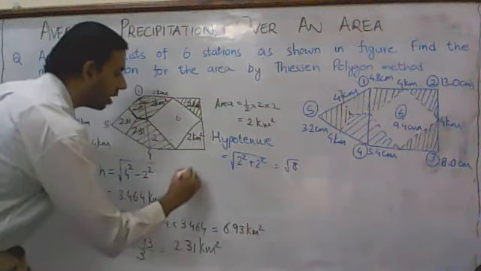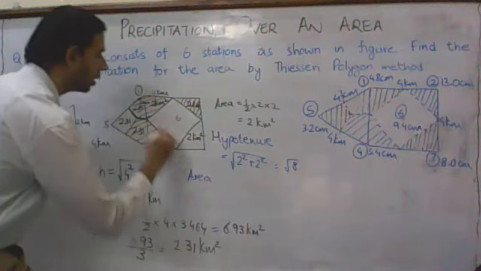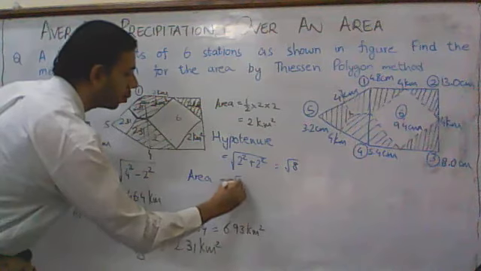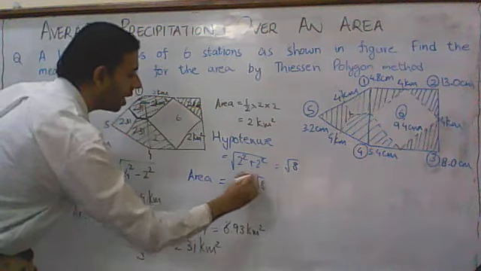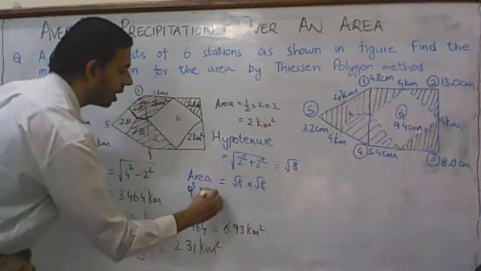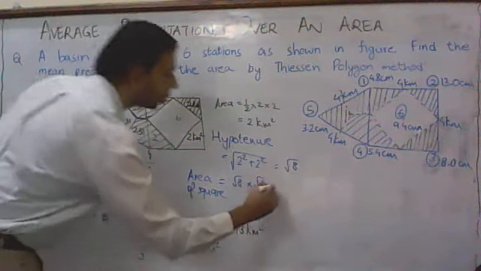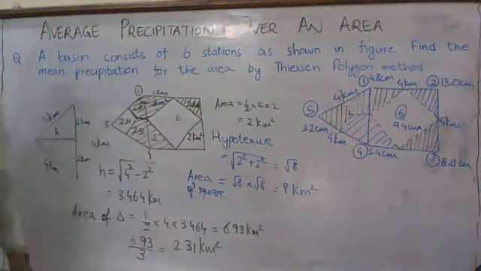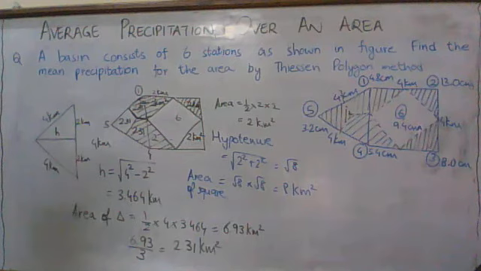So what will be the area of the square? This is the side of the square, so the area of the square will be root 8 multiplied by root 8. It comes out to 8 square kilometer. The area of the square comes out to 8 square kilometer.